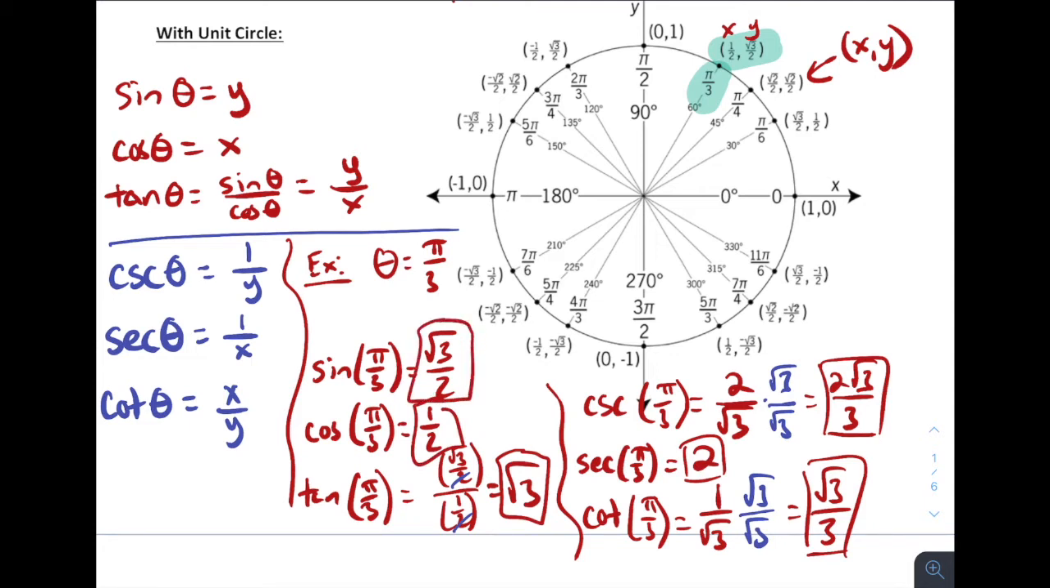pi over 3. Now again, I can do this exact same idea if I needed to find any of these 6 trig functions: sine, cosine, tangent, cosecant, secant, cotangent. I can do that for any angle on this unit circle. And so the unit circle is a fantastic tool because it helps me find these exact values, right? I can find these exact values of what these trig functions are equal to if I know how to use my unit circle. So that is a fantastic tool.